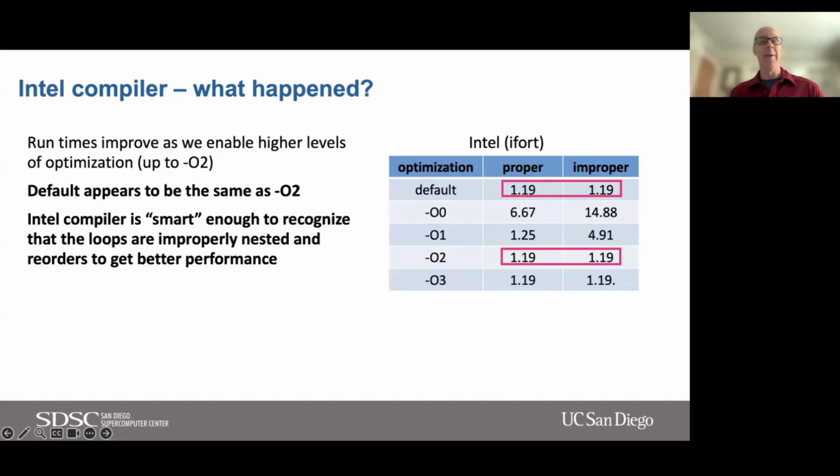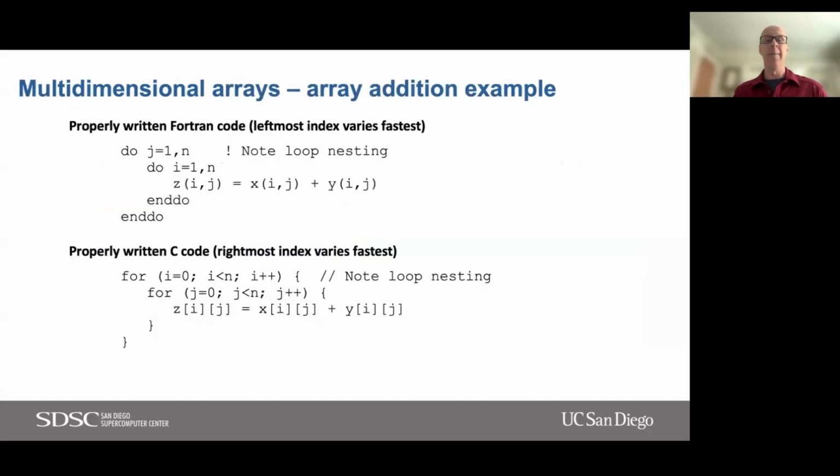Now with the Intel compiler, we see some very different behavior. The default appears to be the same as -O2. Also, the Intel compiler is smart enough to recognize that the loops are improperly nested and reorders them to get better performance. If I go back a few slides, if I had taken this Fortran code on top and reversed the order of the loop nesting, I'd have do i equals 1 to n, and then do j equals 1 to n.